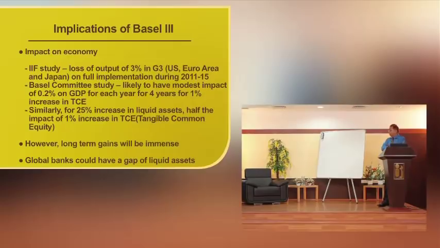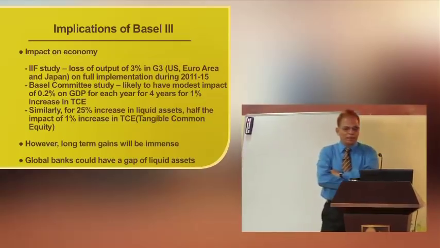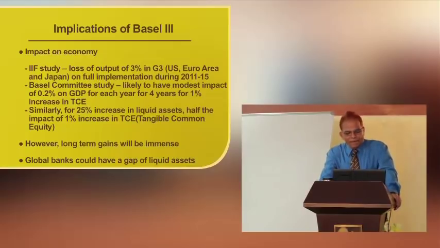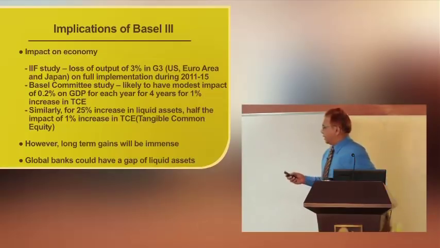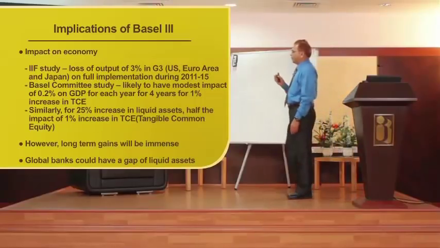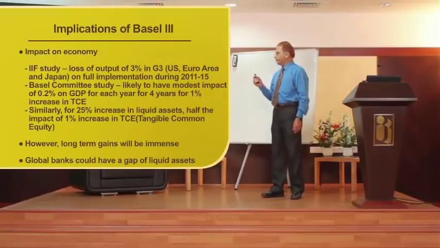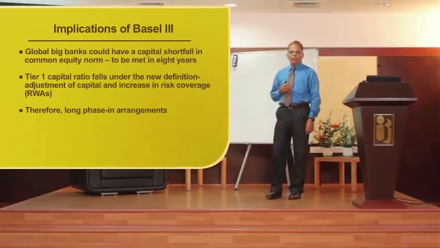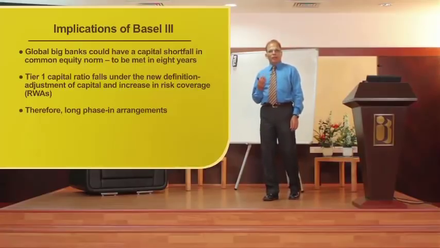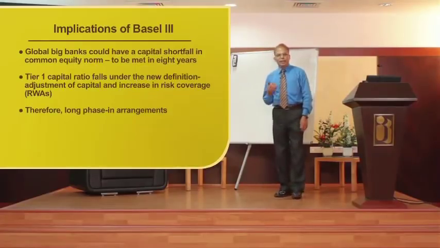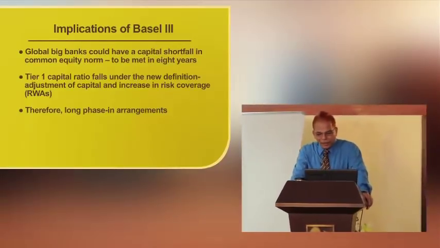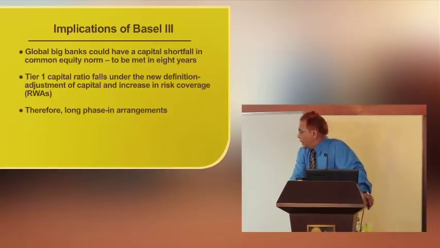That's what is expected because the banks will have a better balance sheet. It is expected that the long-term gains are very, very immense. But immediately it is expected that there could be gaps in the liquid assets which are required to maintain those LCR and NSFR, and a lot of big banks could face a capital shortage in common equity because the tier 2 capital has to be literally now replaced with tier 1 and that too equity. So the banks could face a shortfall in the common equity.